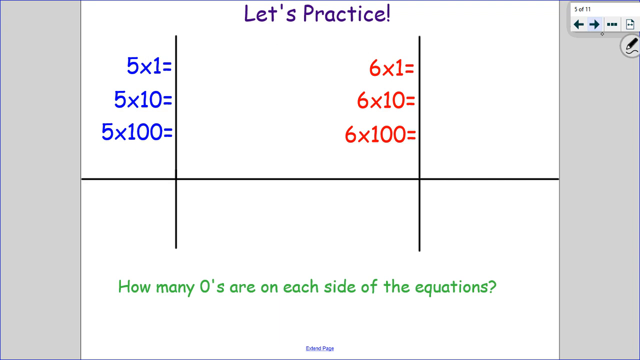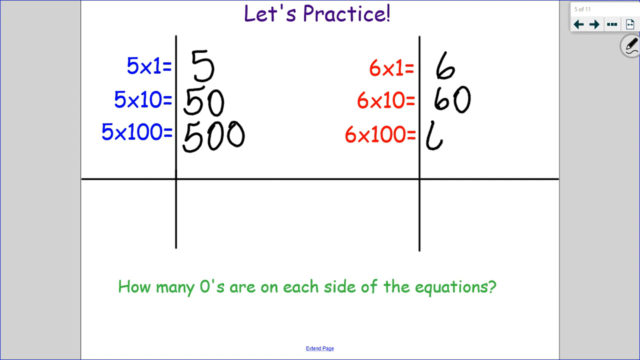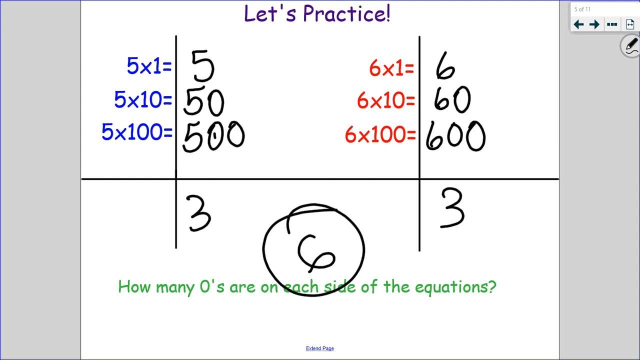So let's practice. Call these out as I go through. 5 times 1 equals 5. 5 times 10 equals 50. 5 times 100 equals 500. I think you got the hang. 6 times 1 equals 6. 6 times 10 equals 60. 6 times 100 equals 600. Here's an extra question. How many zeros are on each side of the equation? 1, 2, 3, for a total of 3 zeros. That's a lot of zeros.